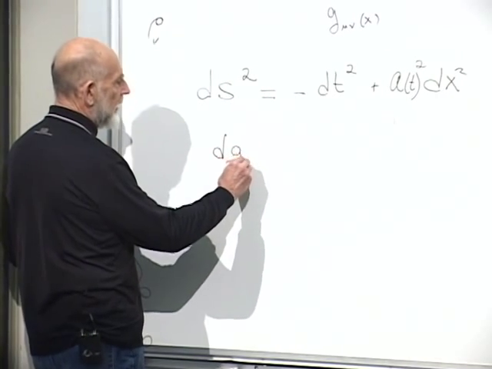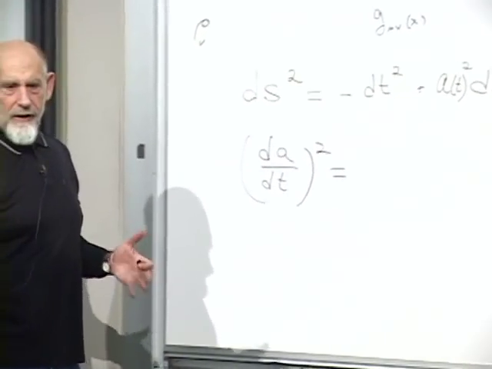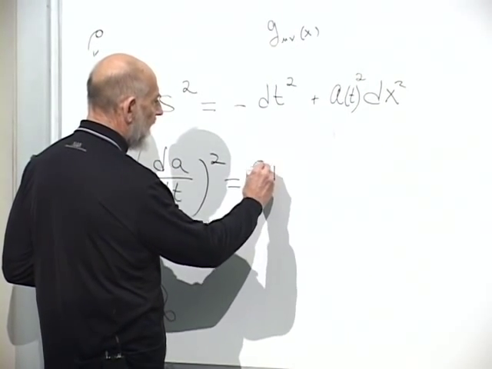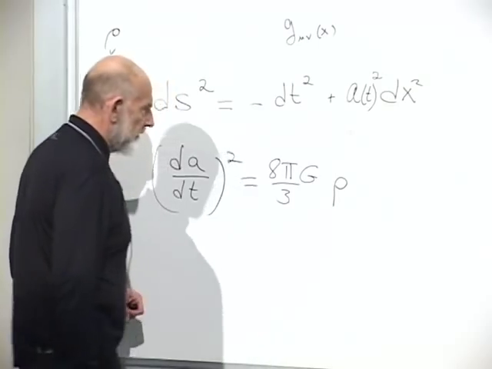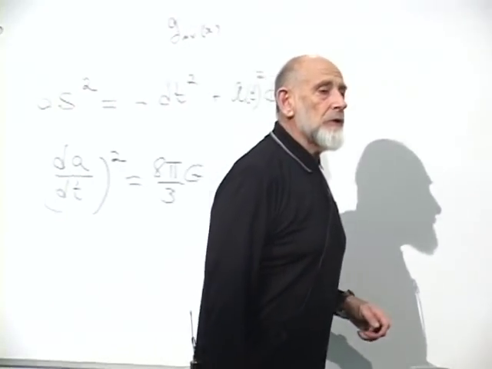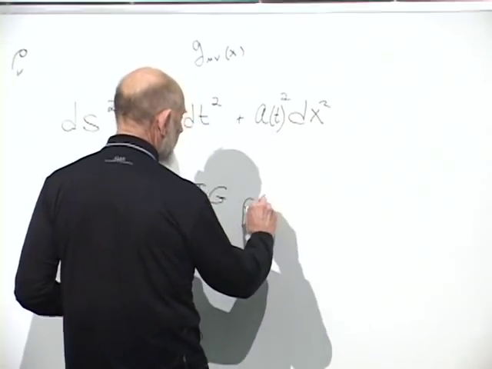They say that dA by dt, squared, is equal, I'm going to put in all the factors now, to 8 pi over 3 times Newton's constant times the energy density of matter. The assumption here is that the energy density of matter is completely uniform in space. You could have such a thing if space was filled up with a uniform radiation bath, all at the same temperature. You could have such a thing if the universe were filled up with atoms at a uniform density. So we don't have to write rho as a function of x because rho is not a function of x. But of course, we do have to write rho as a function of time.